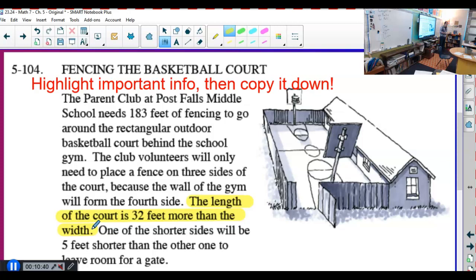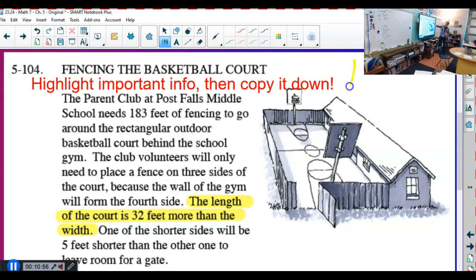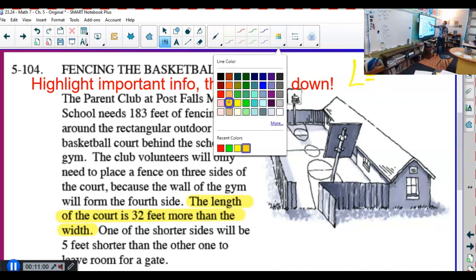How do we write that down on our graph paper? Donnie, you want to help me out? How do we write this on our graph paper? We can do the width plus 32 feet. So we could do L equals... alright, I want it to be yellow, but that yellow is a little tough to see.